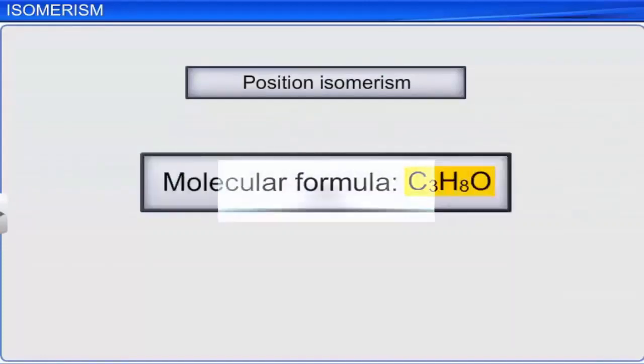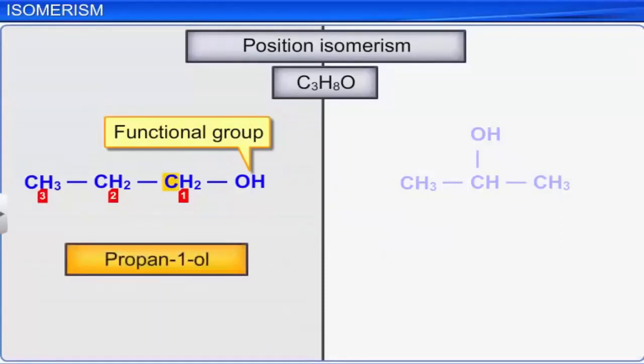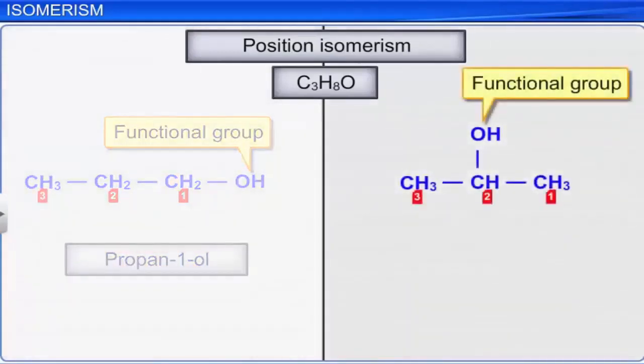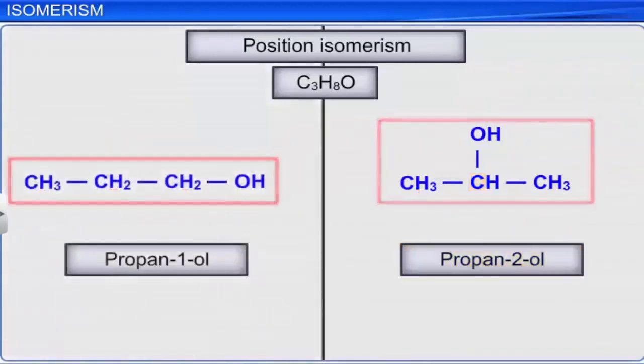In case 1, the functional group OH is attached to the first carbon atom. Hence, the name of the compound is propan-1-ol. In case 2, the functional group OH is attached to the second carbon atom. Hence, the name of the compound is propan-2-ol. In both the compounds, the molecular formula is the same, but the position of the functional group differs.